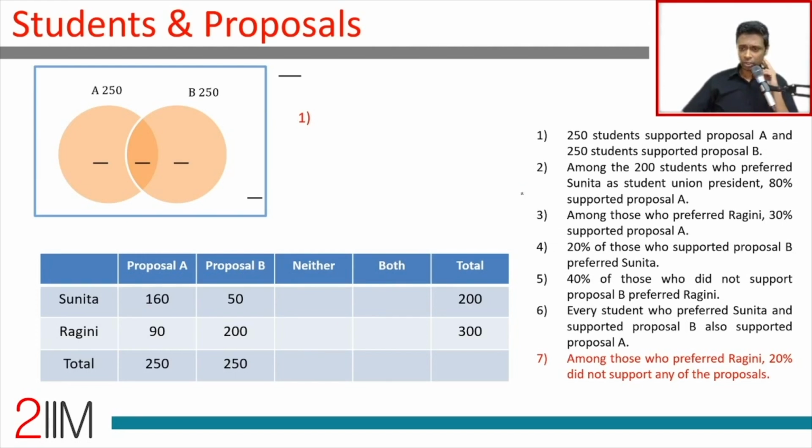Let's look at this. We've accounted for constraints 1, 2, 3, 4. It is 40% of those who did not support proposal B preferred Ragini. So this is did not support proposal B. This is outside number.